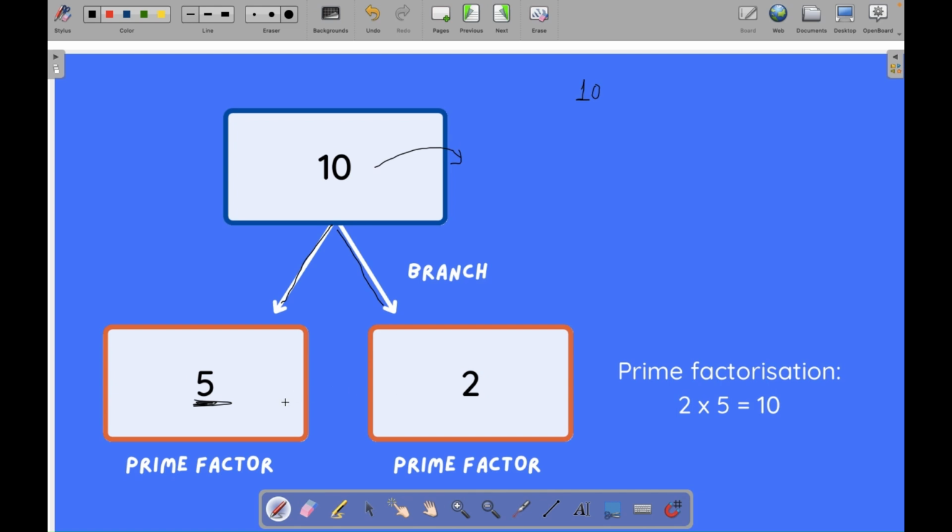So 2 fives are 10. 5 is also a prime number and 2 is also a prime number. So I can write 10 as a product of prime numbers as 2 multiplied by 5. This is the prime factorization of 10. So the prime factors of 10 are 2 and 5. If I ask what are the factors of 10, the factors of 10 are 1, 2, 5 and 10. But the prime factors of 10 are 2 and 5 only.